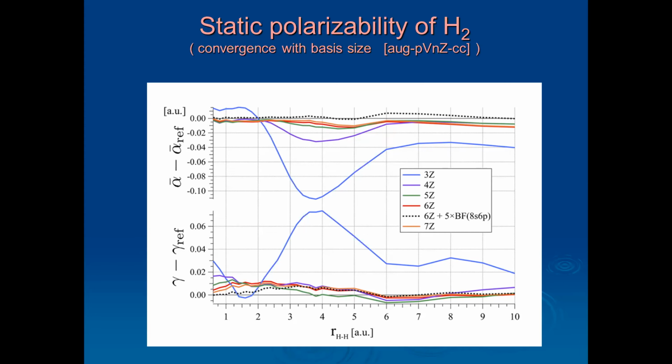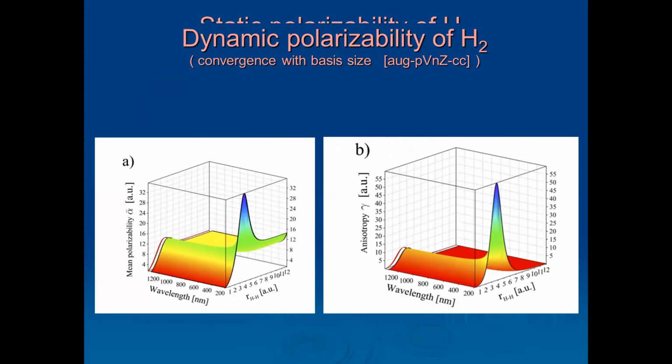Good. With this basis, we are able to calculate not static, but dynamic polarizability. So mean polarizability and anisotropy of polarizability at different wavelengths of laser, at different internuclear separations. We calculated the surfaces. You can see here the black lines, the red one and the second. These are the static polarizabilities. The other ones are dynamic, laser-frequency dependent.